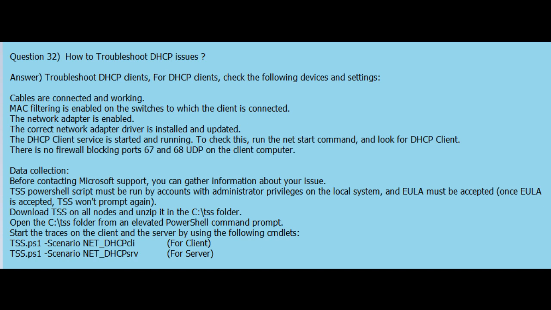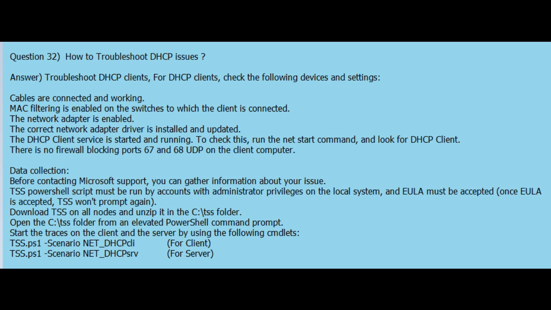The DHCP client service is started and running. To check this, run the net start command and look for DHCP Client. There is no firewall blocking ports 67 and 68 UDP on the client computer.